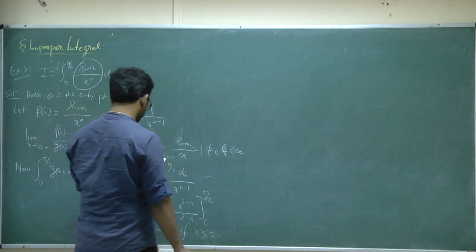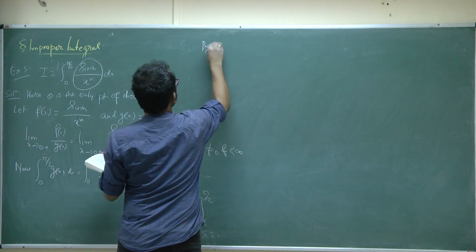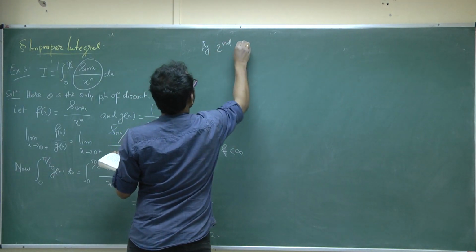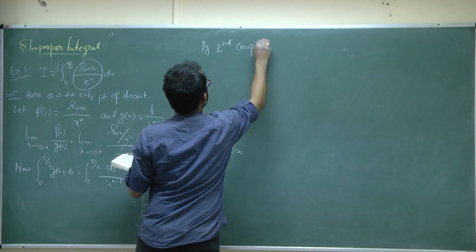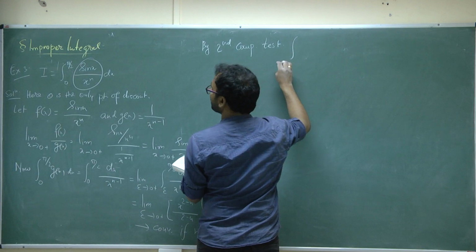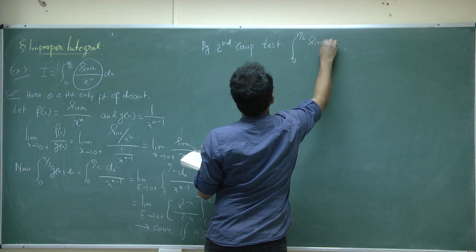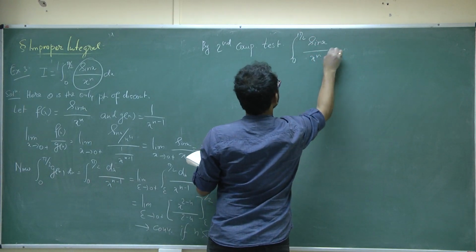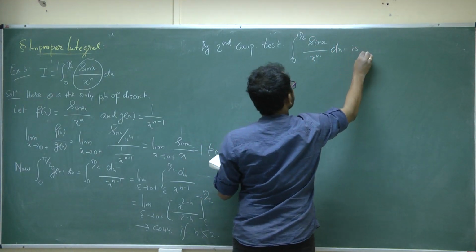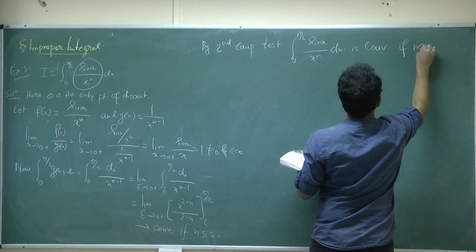So, therefore, we can say that by the second comparison test, the integral from 0 to pi by 2 of sin x by x to the power n dx is convergent if n is less than 2.